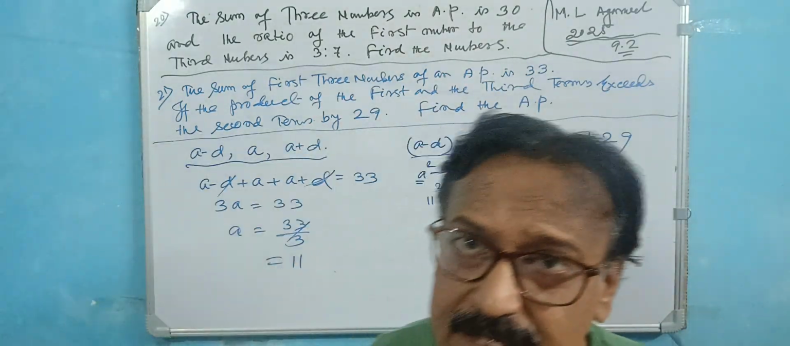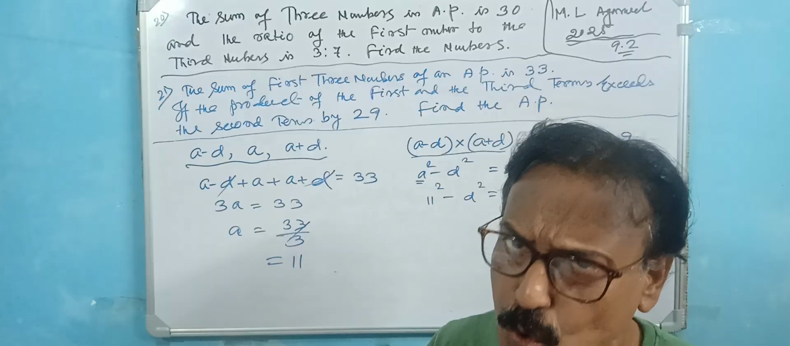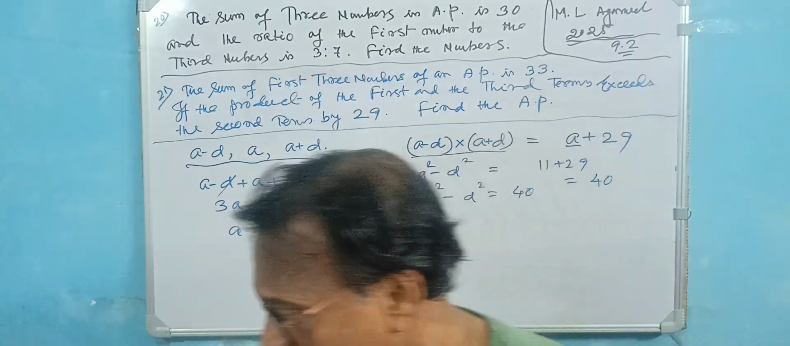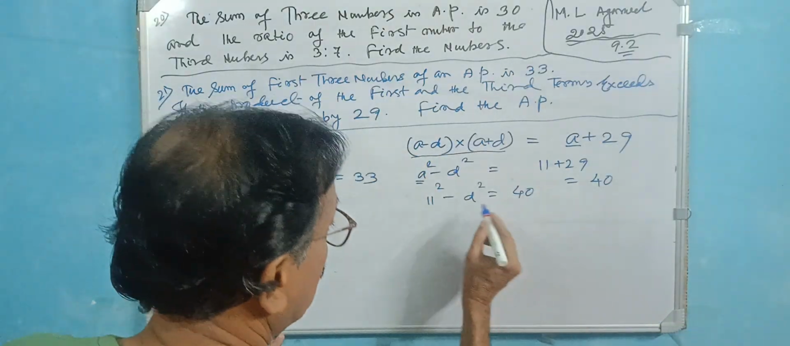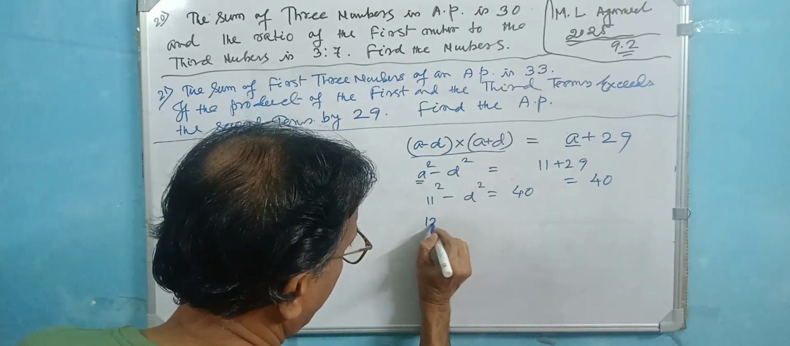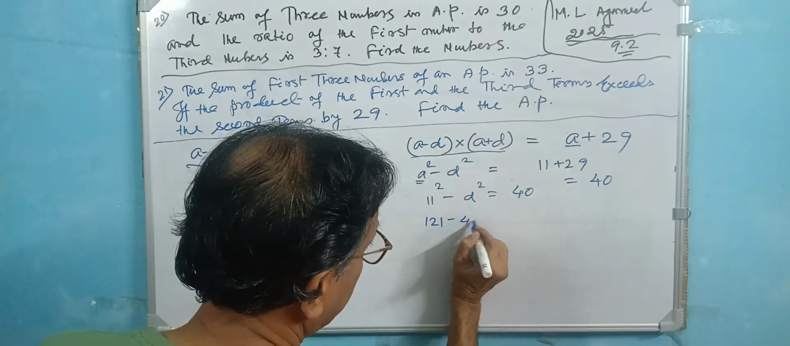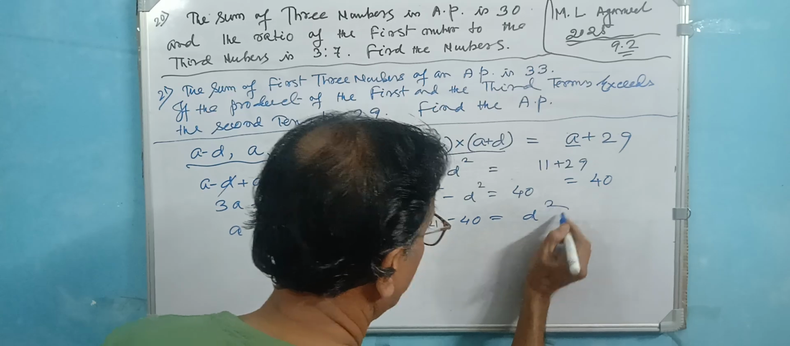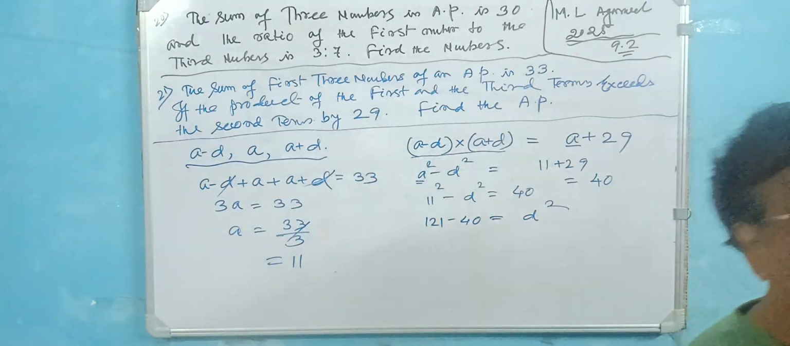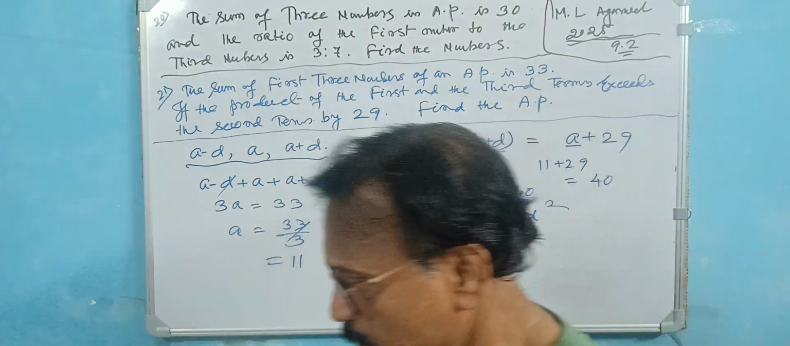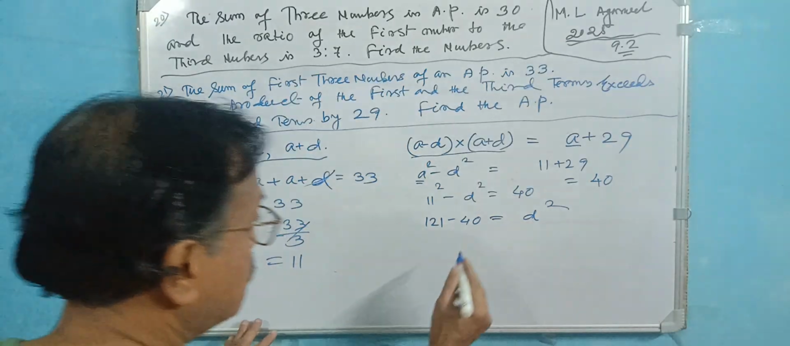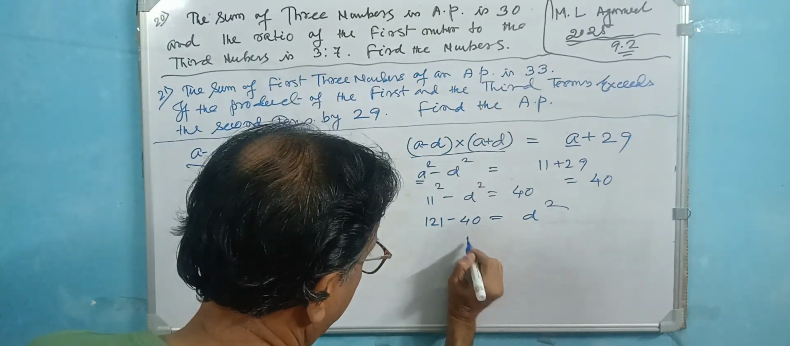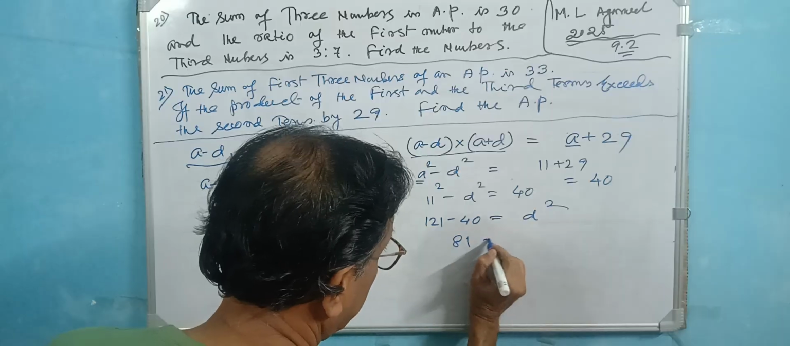Just take it easy, don't be tense. Very interesting. So 11 square is 121, you know. This is minus 40. That is D square. No problem. Clear? So this is actually 81. 81 is equal to D square.